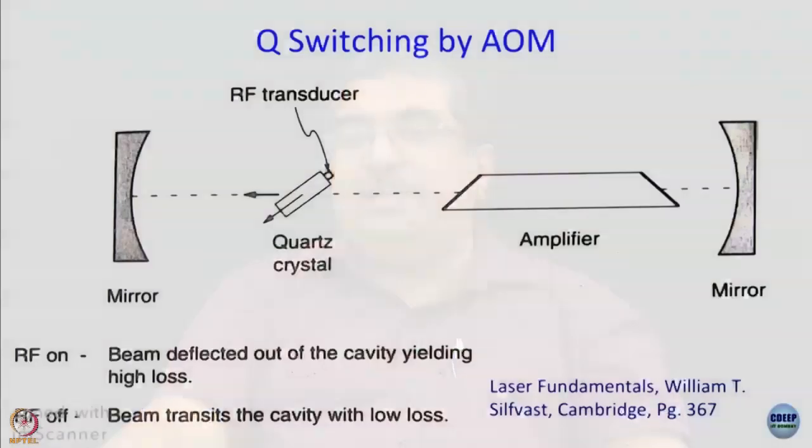Now, are Pockel cells the only things that can be used for Q switching? No. You can use our old friend, acousto-optic modulators, as well. Not very difficult to understand. Use a Bragg cell, right? Any emission that comes will be sent off axis by the Bragg cell most of the time. And then you can use a suitable frequency of sound. Whenever it is favorable, the cavity will be switched on. So you can do Q switching by AOMs as well. EOMs are more popular actually.